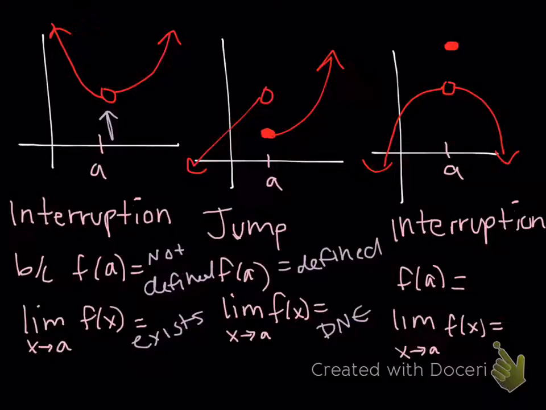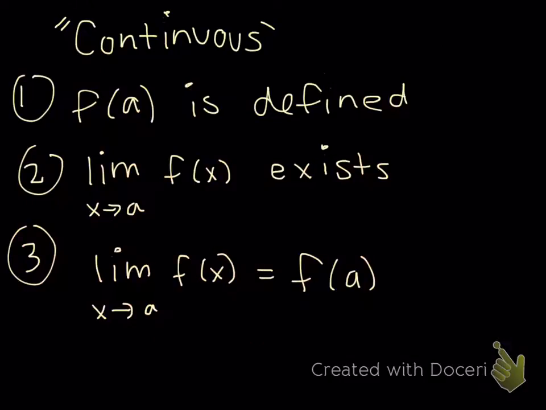And for the last one, this is again an interruption. F of A is defined, and the limit does exist. So there are all these different scenarios. Interruption versus jump, again, is just a visual to give you a picture. And today we're going to talk about asking if a function is continuous, or if it has continuity.